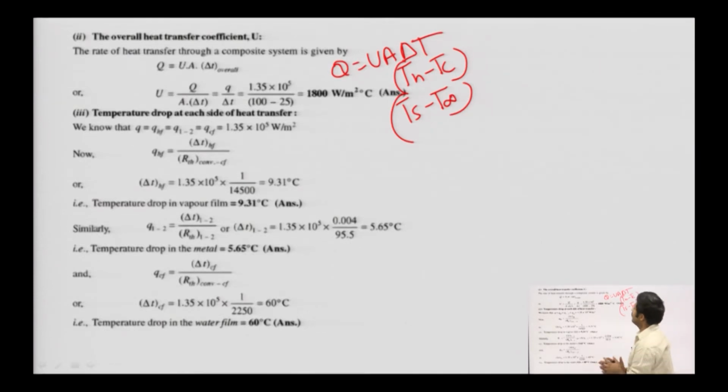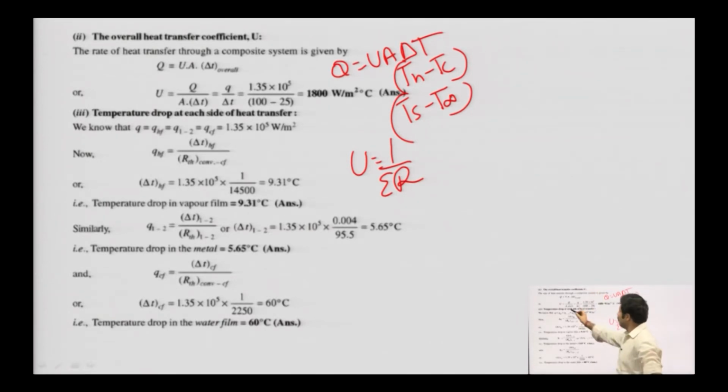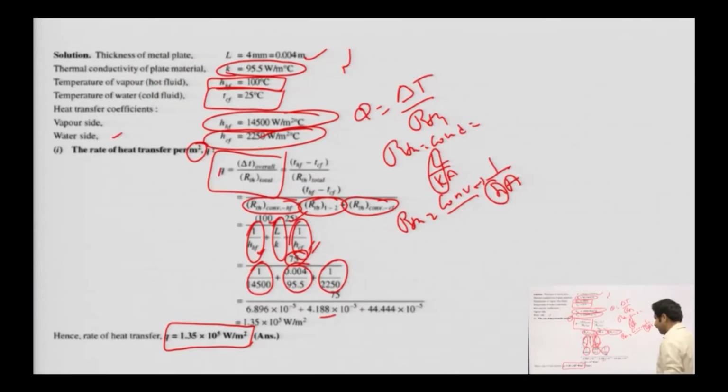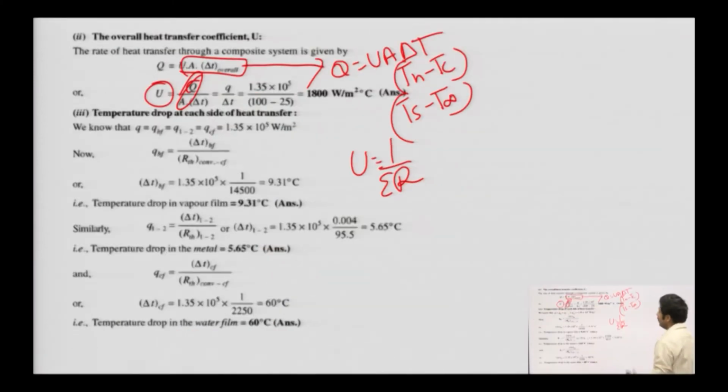Now the overall heat transfer coefficient. From what I taught you in my theory lectures, U is equal to 1 by the summation of all the resistances. It's the reciprocal of the summation of all the resistances. So the overall heat transfer coefficient will be from Q is equal to UA delta T, as I have already told you here. So you already have Q by A from the previous step, in watts per meter square. Just put it here.